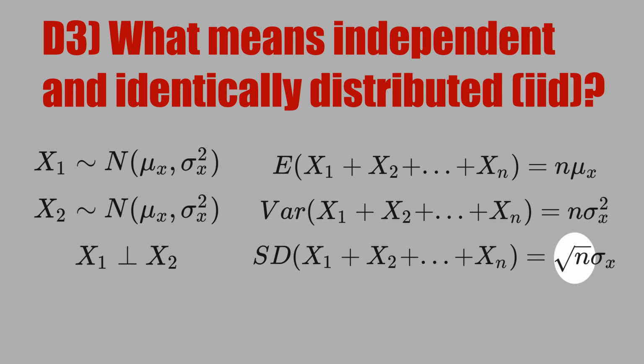A big mistake that I saw even PhDs in statistics committing is right here: n instead of square root of n. They see here n times the variance of x, they think, well, it will be n times the standard deviation of x. This is wrong. Remember, this is the square root of n because it's the square root of the variance.